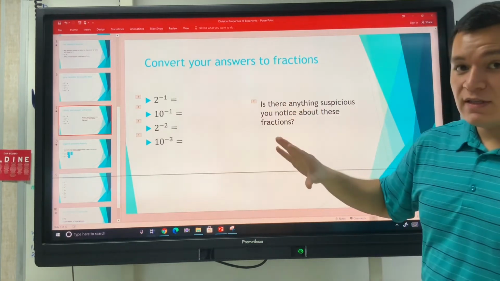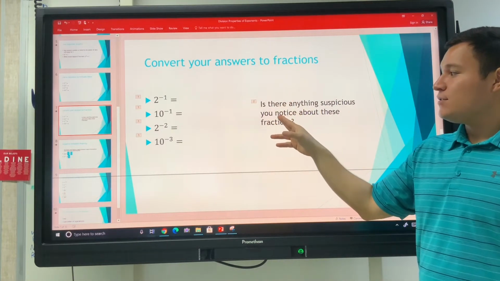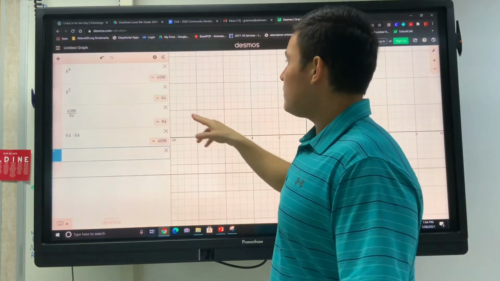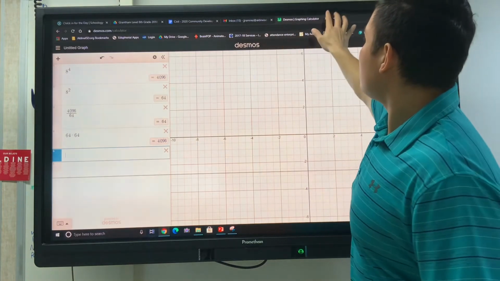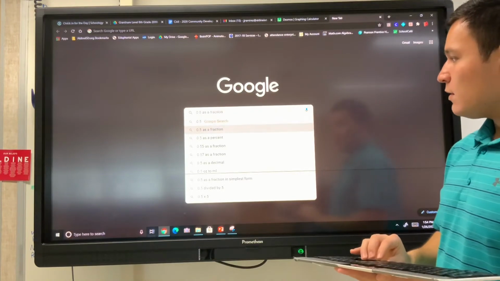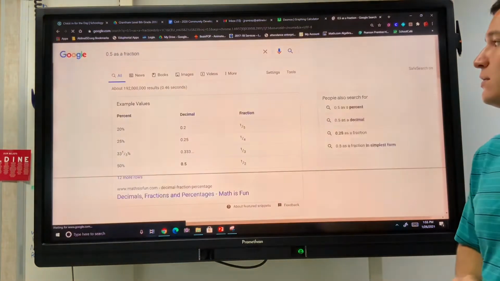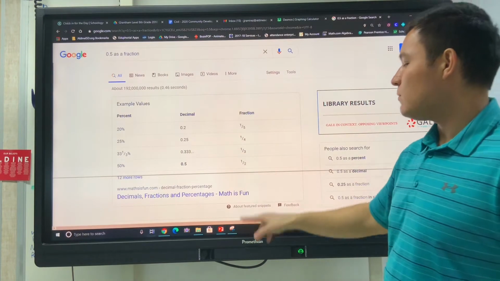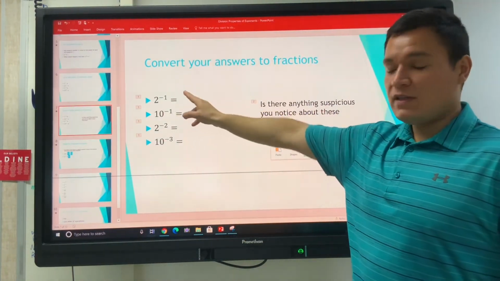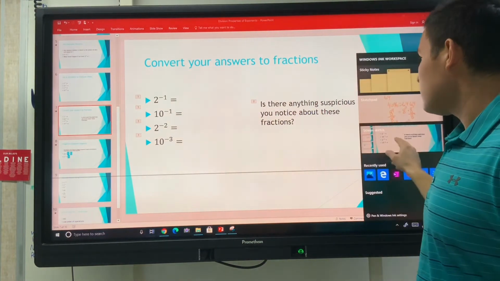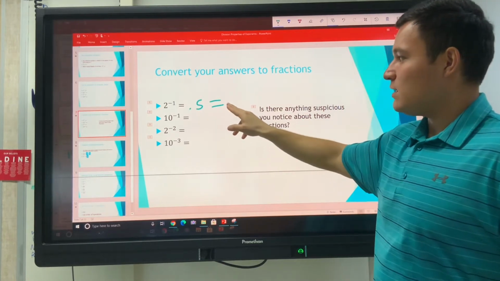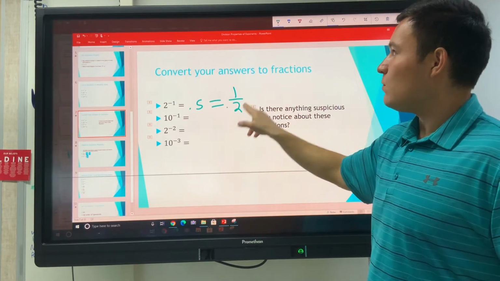If you didn't notice anything suspicious, go ahead and take yourself to Google and convert these numbers into fractions. So let's see if we can have Google search convert these answers into fractions. 0.5 as a fraction, thank you Google, is 1/2. So in your notes, where you already wrote what it was equal to, just go ahead and put another equal sign and say that this was equal to 1/2.